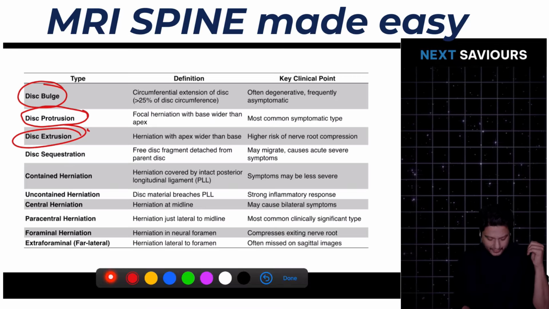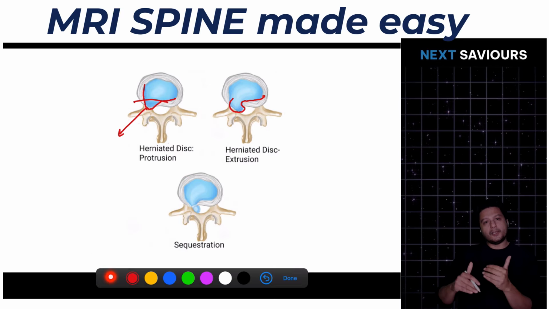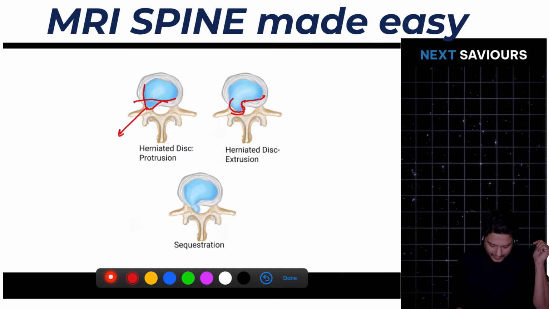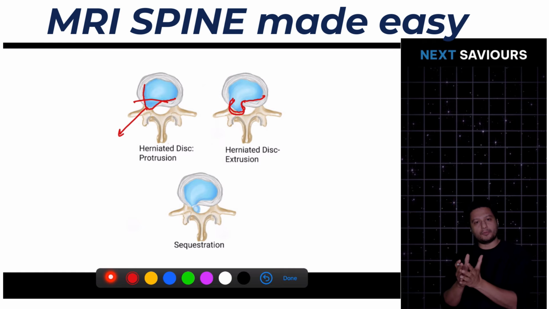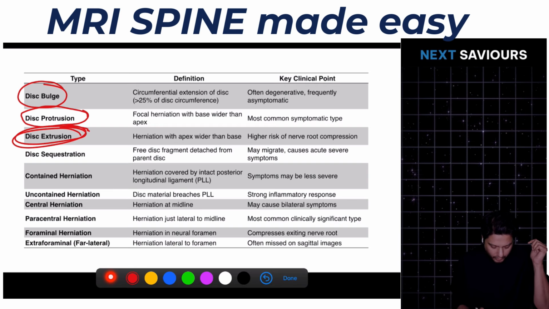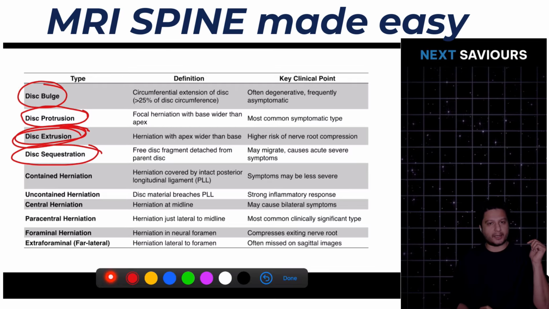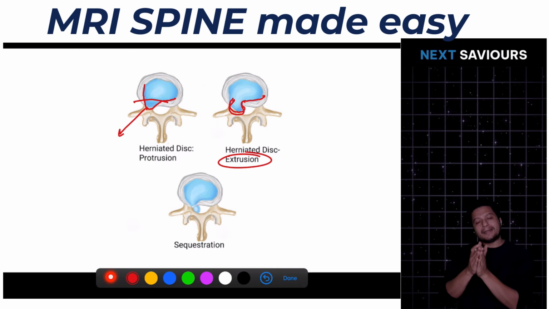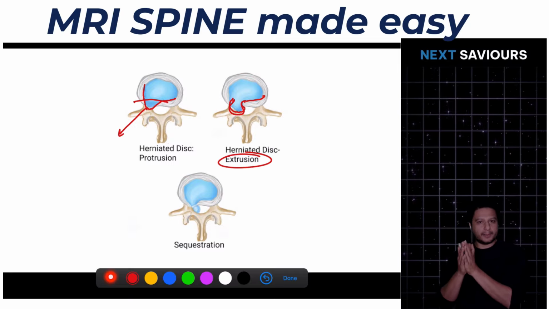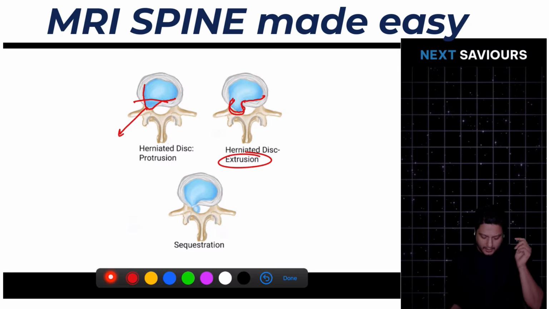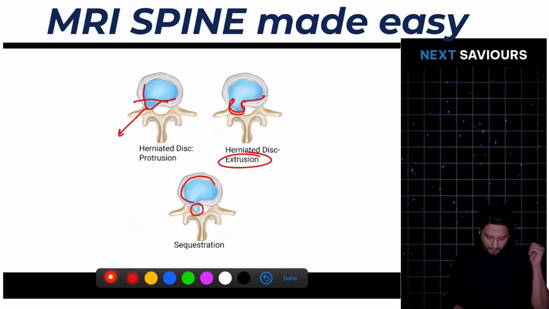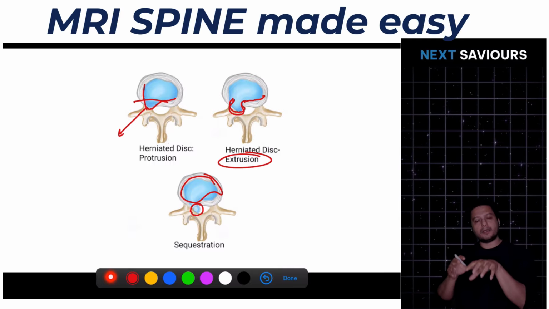Now, the third one is extrusion of the disc, where exactly opposite is happening to the disc protrusion, where the apex is usually wider compared to the base of the extruded disc. So this is known as disc extrusion. And the fourth one is the disc sequestration. Imagine the disc material is getting separated from the parent disc, then it would be called as disc sequestration. Like in this case, there is a part of the disc which got separated from the parent one and is lying within the spinal canal.